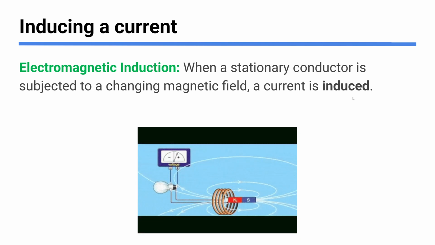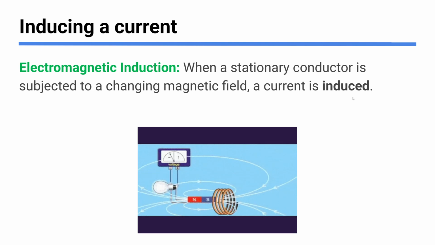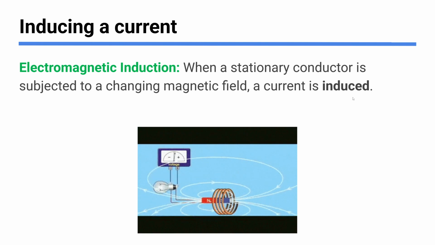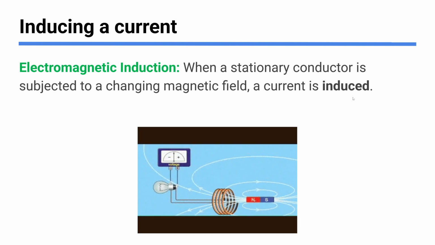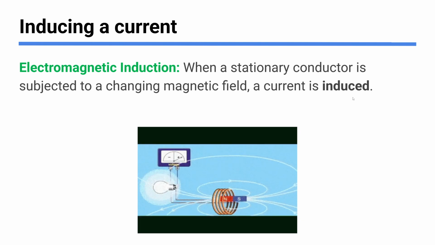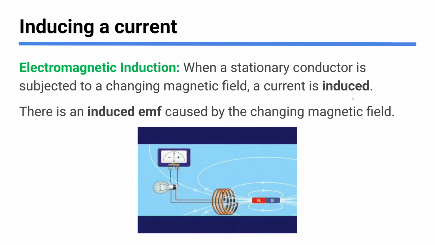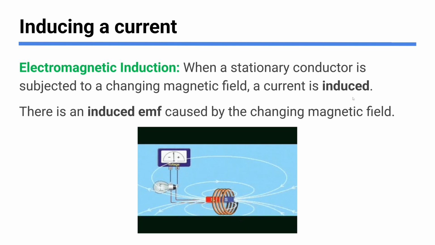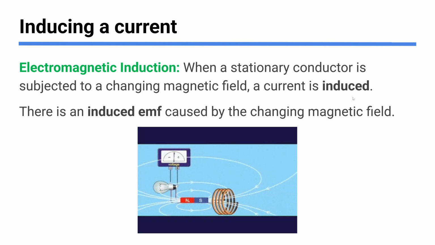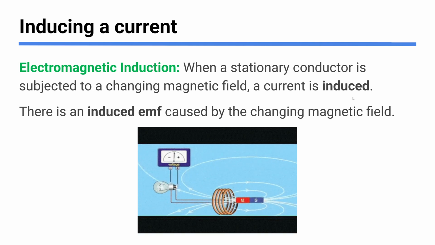So when there's motion of this magnet, the magnetic field inside of the coil is changing. What you notice in this experiment is if the magnet is just sitting inside of the loop, nothing happens. There's no current at all. It's only when there's a changing situation. It is all about change. It's all about motion. That's the link between these two things, electricity and magnetism.